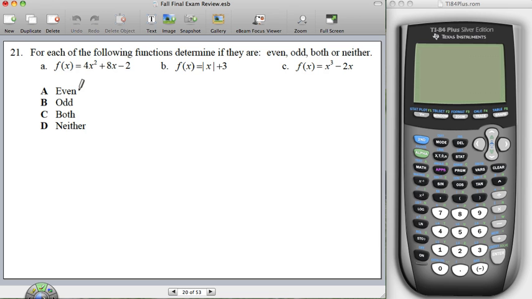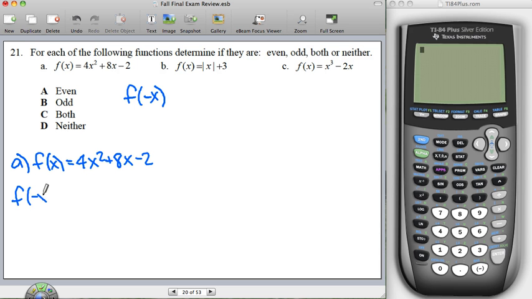For 21, for each of the functions, determine if they are even, odd, both, or neither. So if you're trying to figure out even, odd, or neither, you're looking at f of negative x and comparing it to f of x. So if I have part A and I have f of x equals 4x squared plus 8x minus 2, I'm going to go ahead and find f of negative x. So if I have f of negative x, that's going to be 4x squared over here minus 8x and then minus 2. So I'm comparing this to my original function.